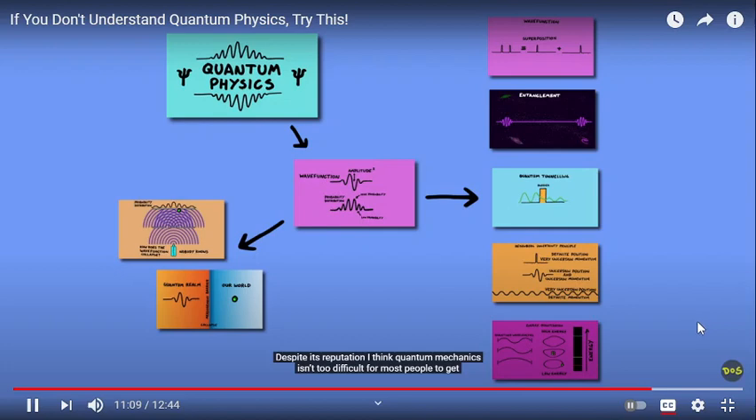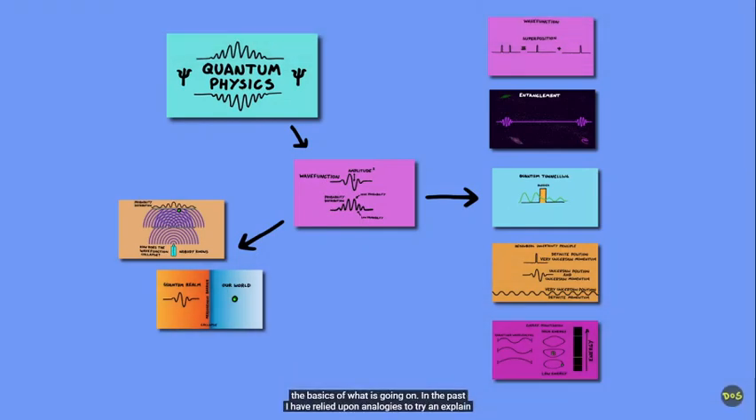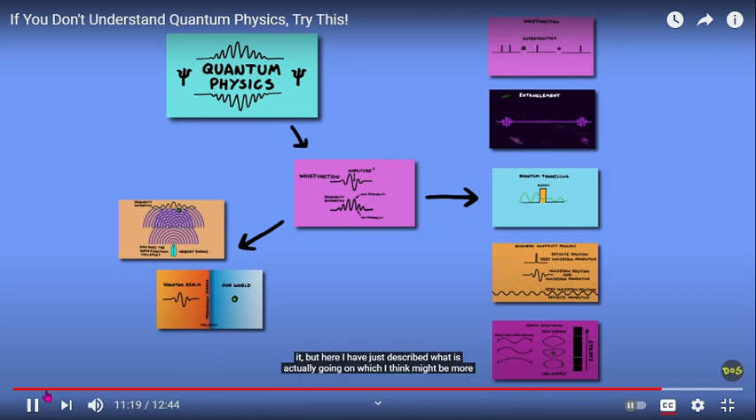Despite its reputation, I think that quantum mechanics isn't too difficult for most people to get the basics of what's going on. In the past, I've relied on analogies to try and explain it, but here I've just described what's actually going on, which I think might be more helpful.